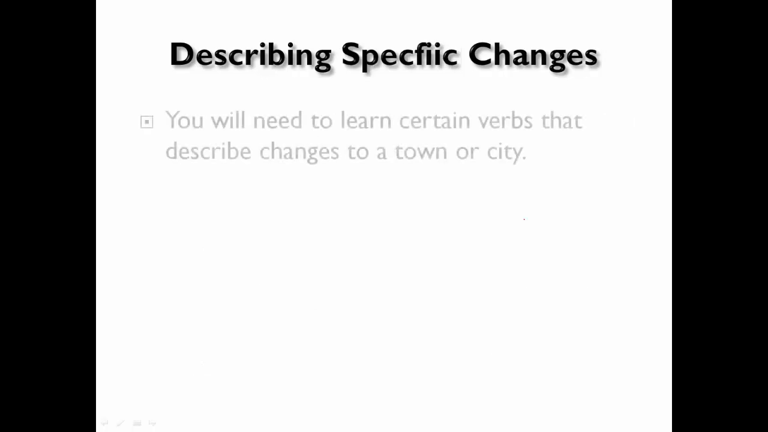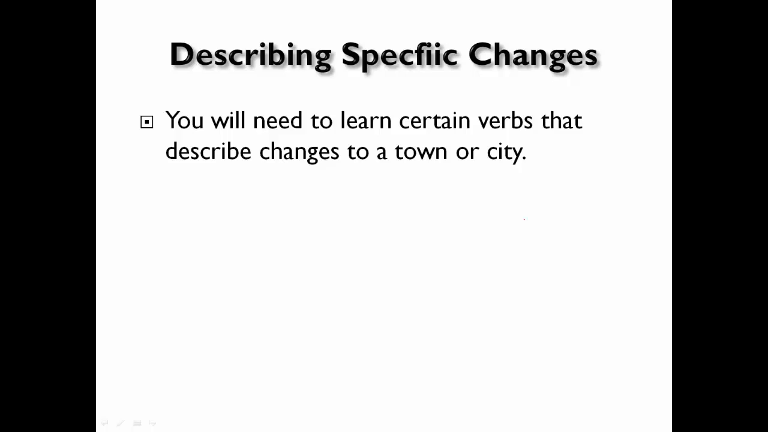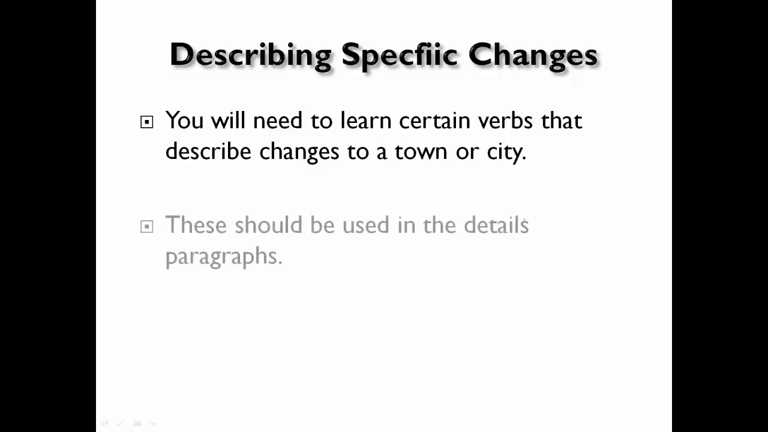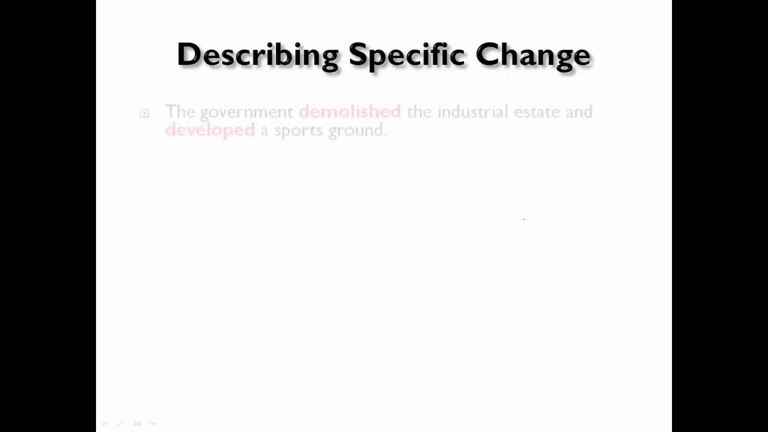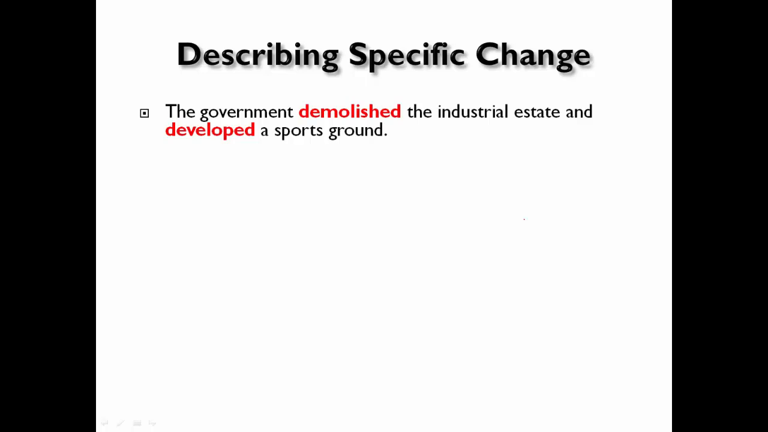Now, to describe specific changes, you will need to learn certain verbs that describe changes to a town or city. These should be used in the details paragraphs. So let's look at a few examples. The government demolished the industrial estate and developed a sports ground. So in red, these are the verbs that we use to describe change.